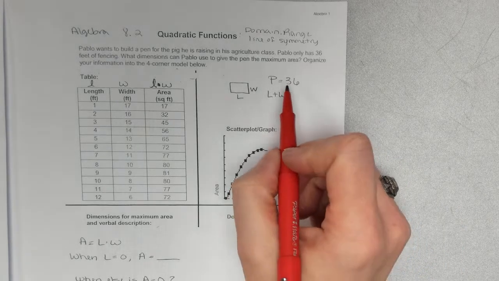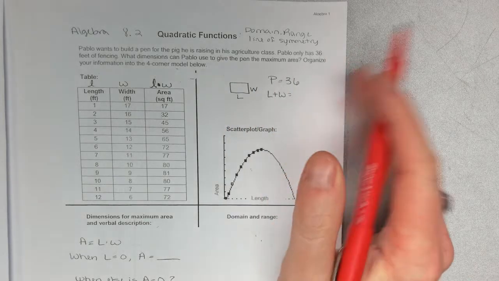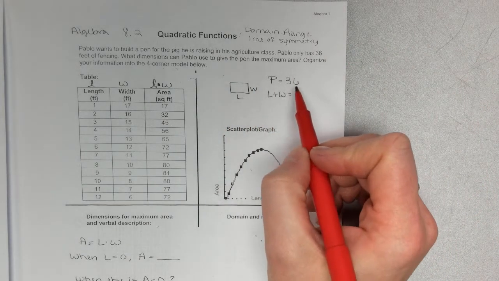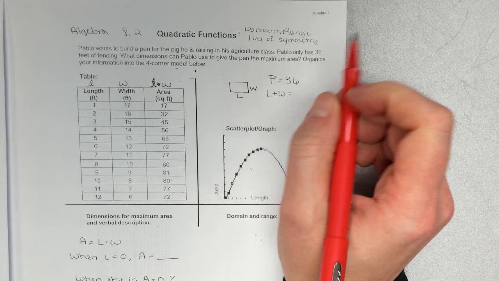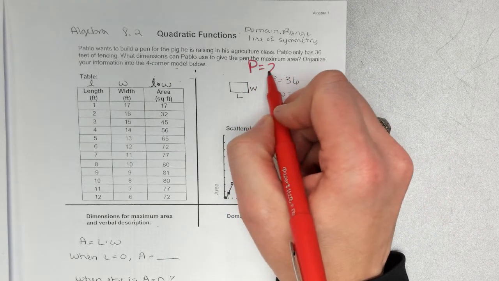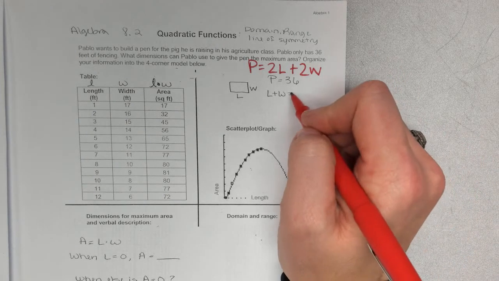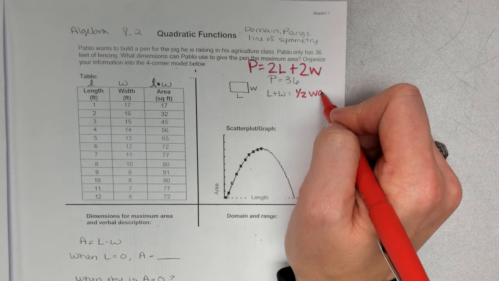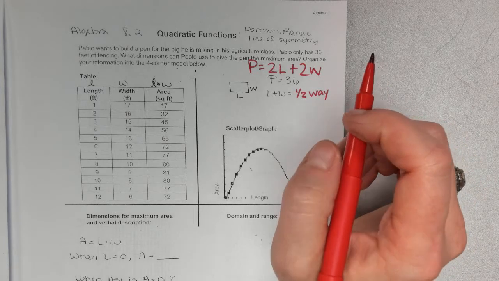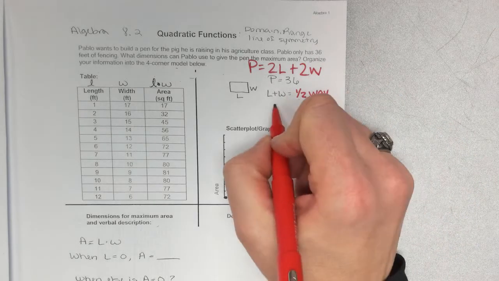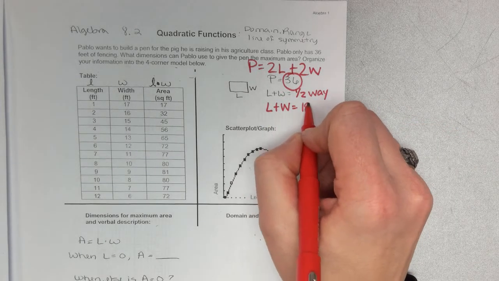Okay, so we're talking about perimeter. We're doing a 36-foot fence on the perimeter of his yard. And we know that the perimeter has to be 36, so P equals 36. And remember, P is 2L plus 2W. Okay? So L plus W is only halfway around, because the whole perimeter is 2L plus 2W. So that's only halfway. So if it's half of it, then we know L plus W has to equal half of this. What's a half of that? 18.